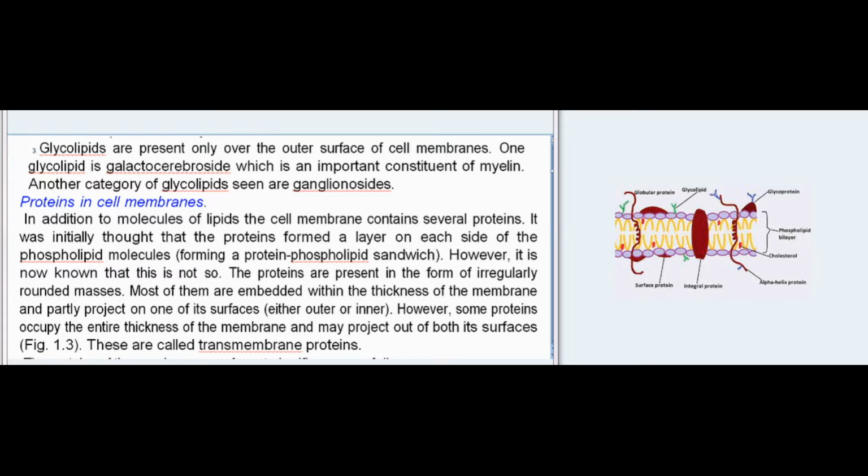Proteins in cell membranes. In addition to molecules of lipids, the cell membrane contains several proteins. It was initially thought that the proteins formed a layer on each side of the phospholipid molecules, forming a protein-phospholipid sandwich. However, it is now known that this is not so. The proteins are present in the form of irregularly rounded masses. Most of them are embedded within the thickness of the membrane and partly project on one of its surfaces, either outer or inner. However, some proteins occupy the entire thickness of the membrane and may project out of both its surfaces, Fig 1.3. These are called transmembrane proteins.